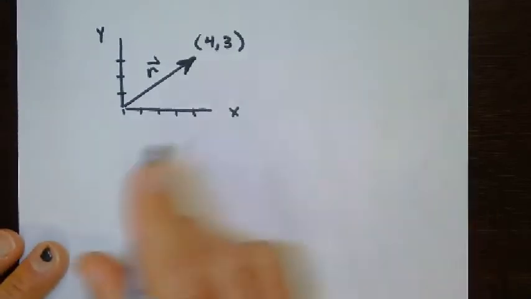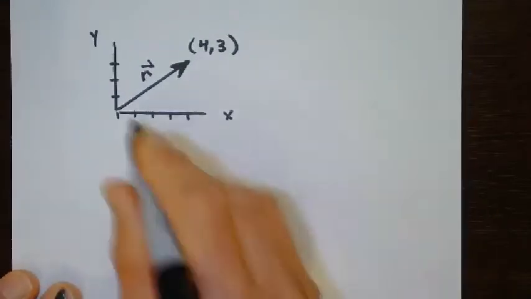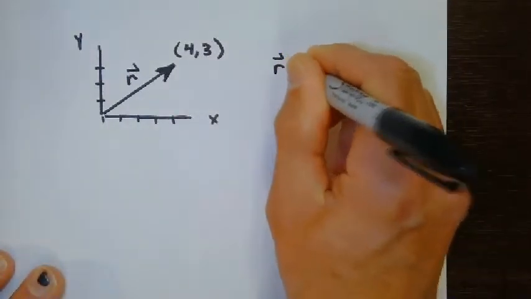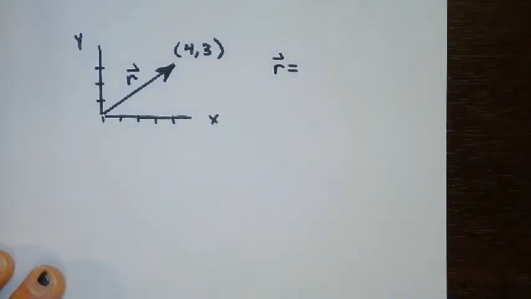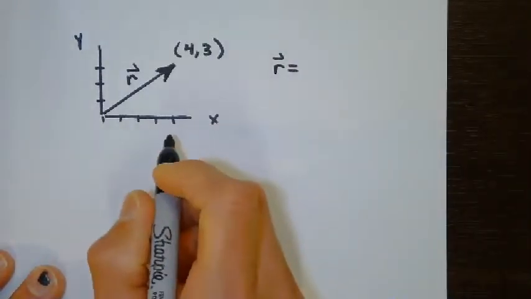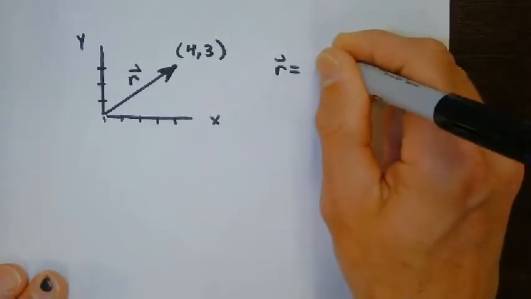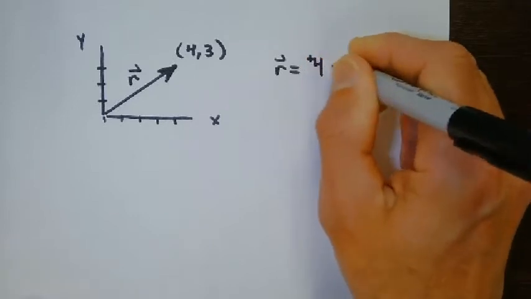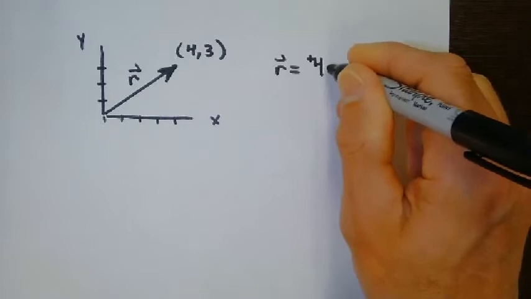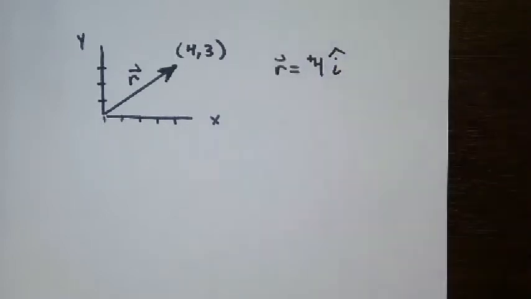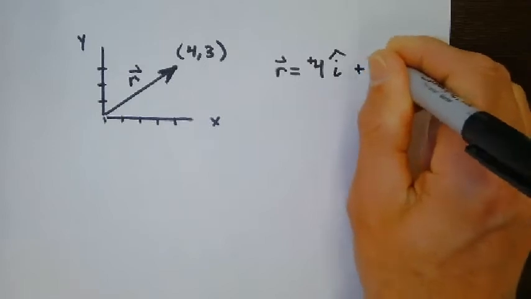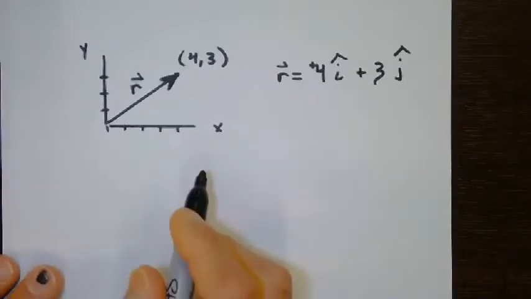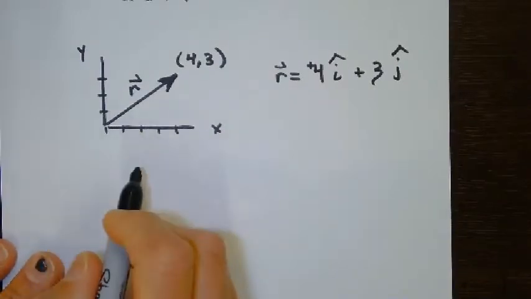Okay. All right, so let's express this vector in unit vector notation. So we want to express r in terms of the I hat and j hat vectors. And so the way that you would do that in this case is that you would say you have 4 in the I hat direction, plus 3 in the j hat direction. And that literally means that you are doing a vector addition thing.